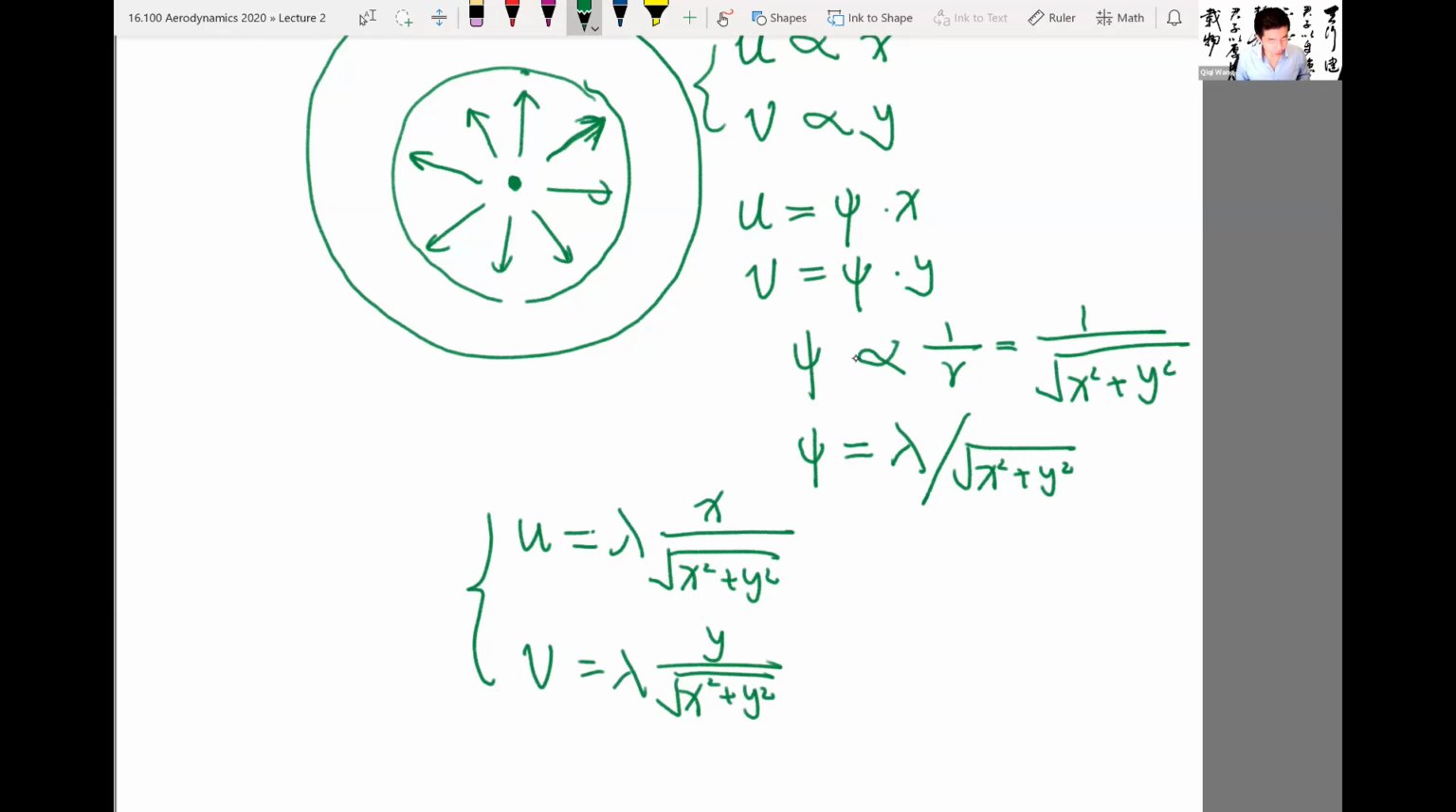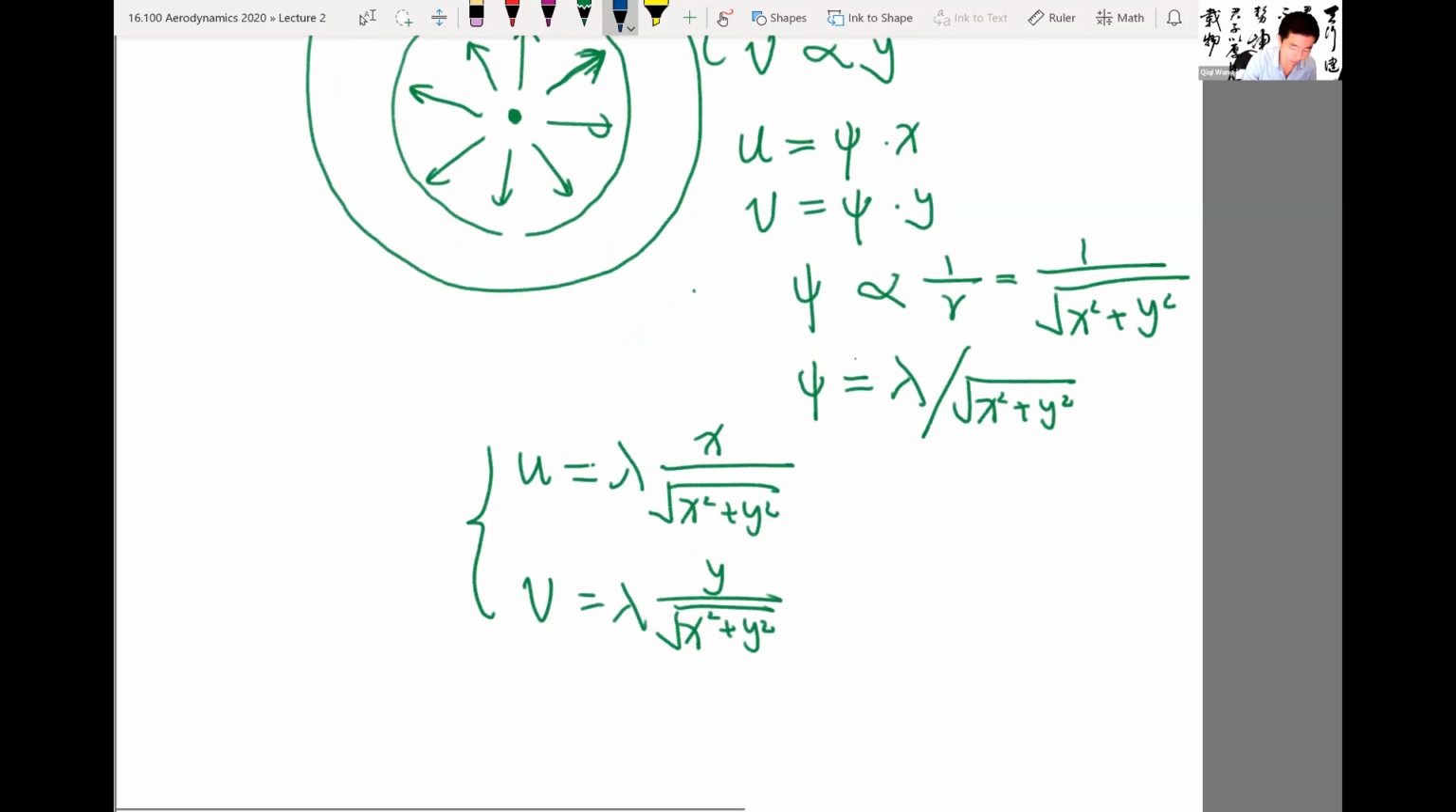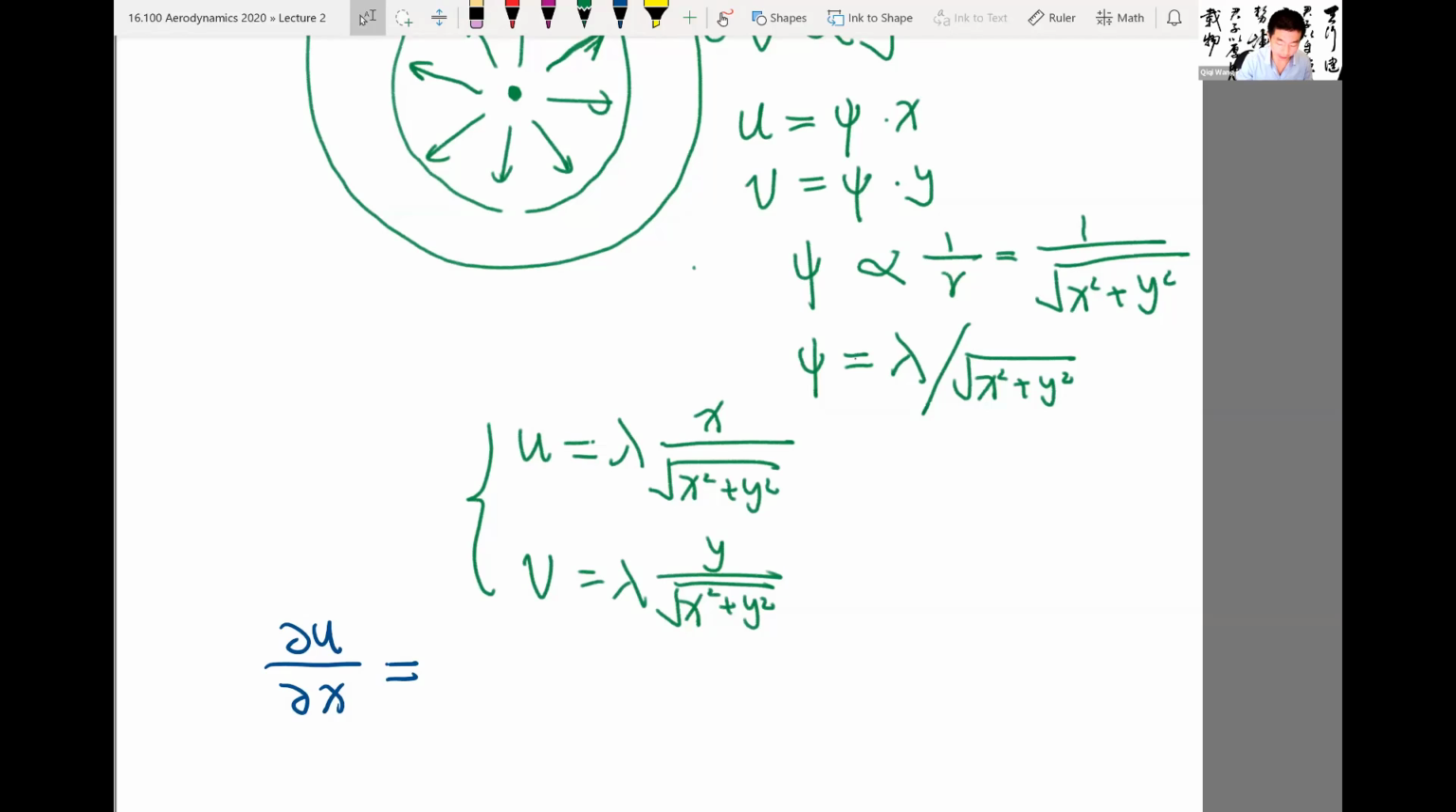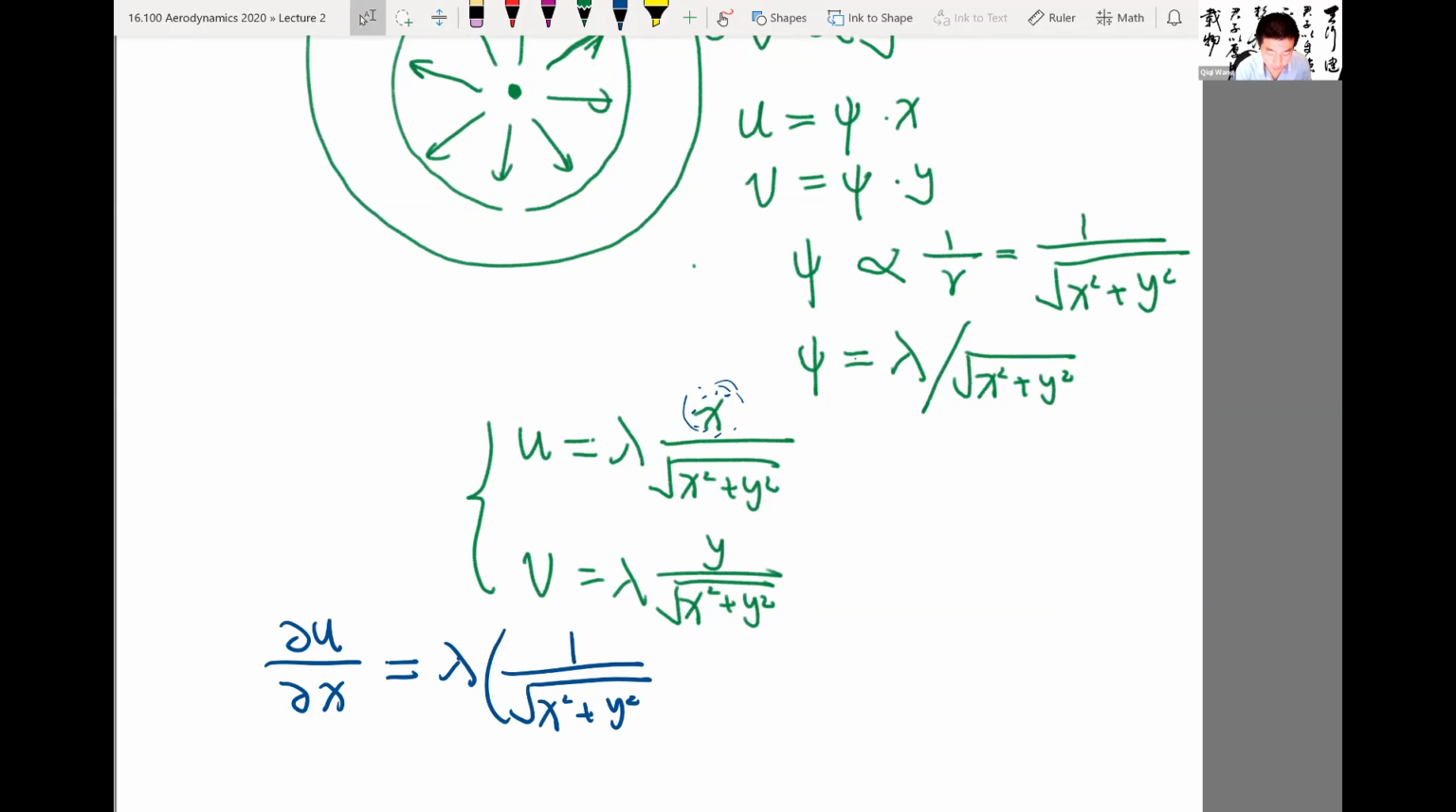Now this is going to be a solution that satisfies mass conservation because we can check, right? We can check what is the derivative of u with respect to x, what is the derivative of v with respect to y. The derivative of u with respect to x is going to be what? It's going to be lambda times 1 over square root of x squared plus y squared. So that's differentiating the numerator with respect to x. And then we also have to differentiate the denominator with respect to x.